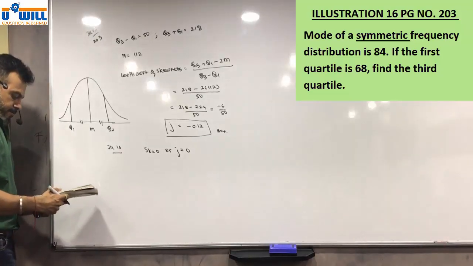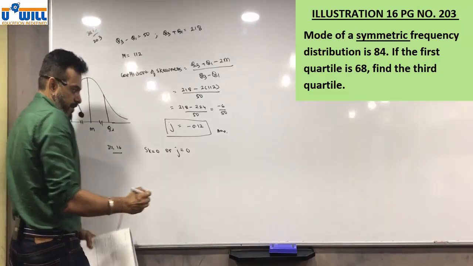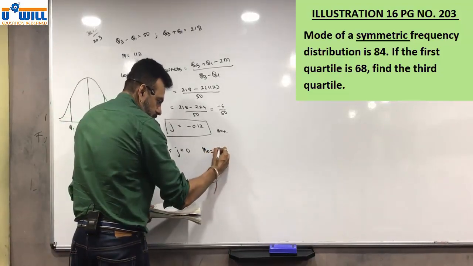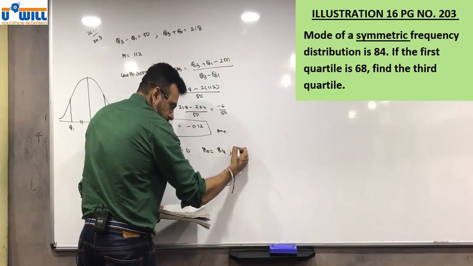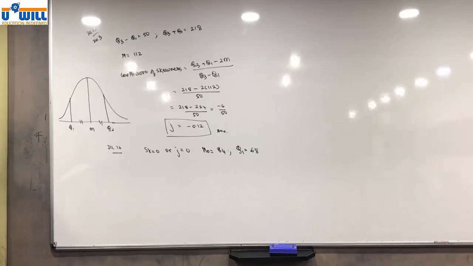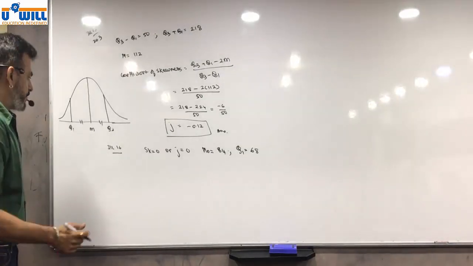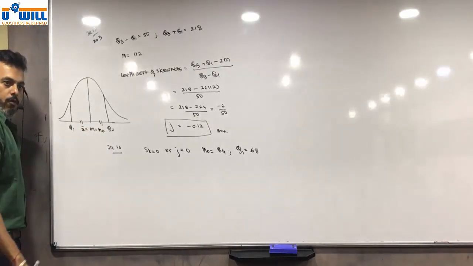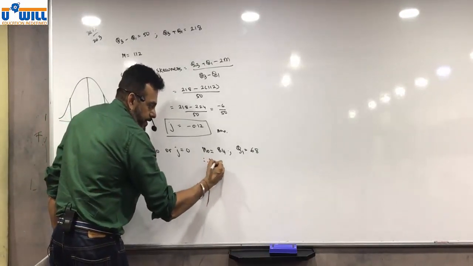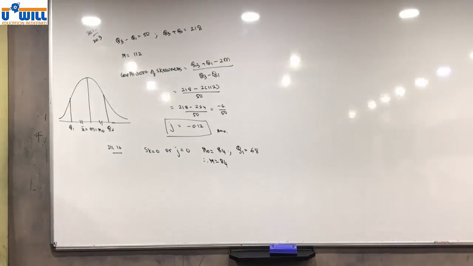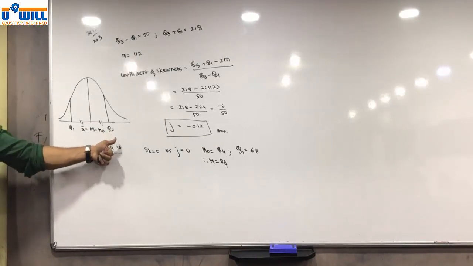Now what is given? Mode is given. Mode is equal to 84. Q1 is equal to 68. Now, what's the characteristic? Pay attention. Over here, mean is equal to median, which is equal to mode. Therefore, can I say median is also equal to 84? We got it. Now what do we have to find? We have to find out Q3.